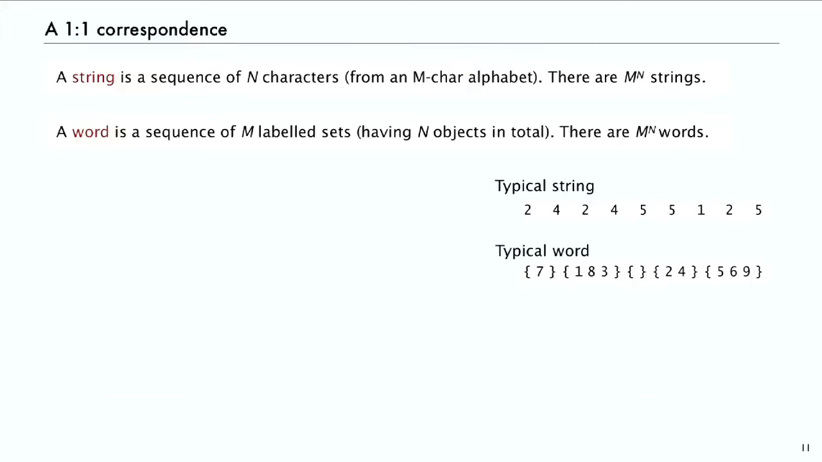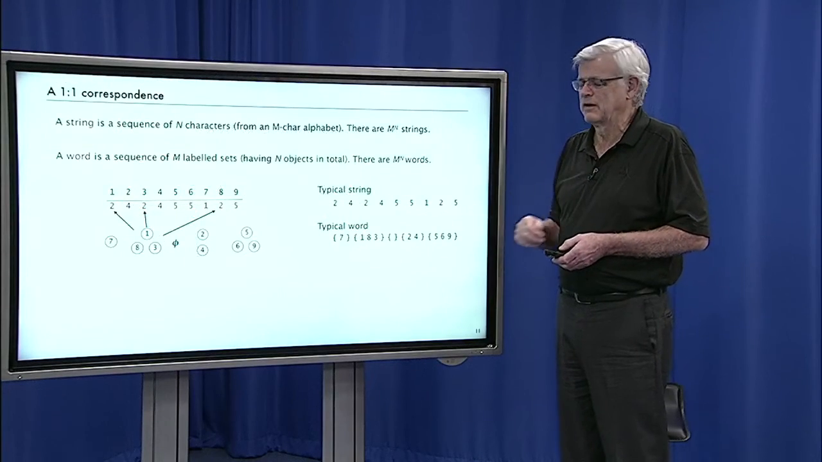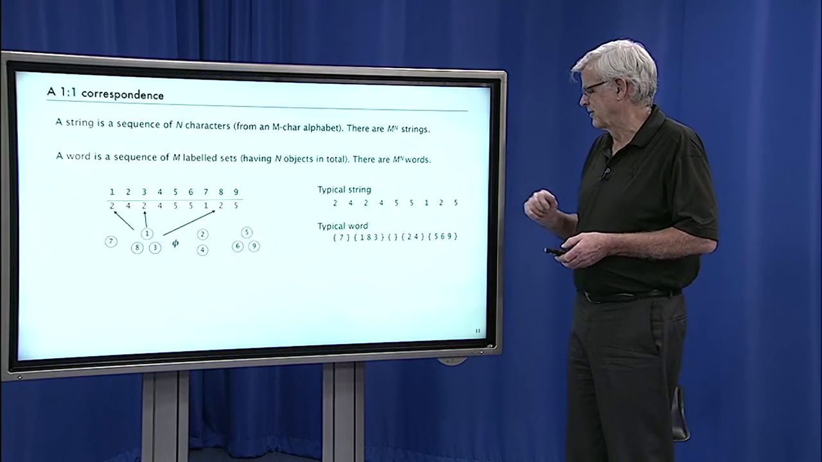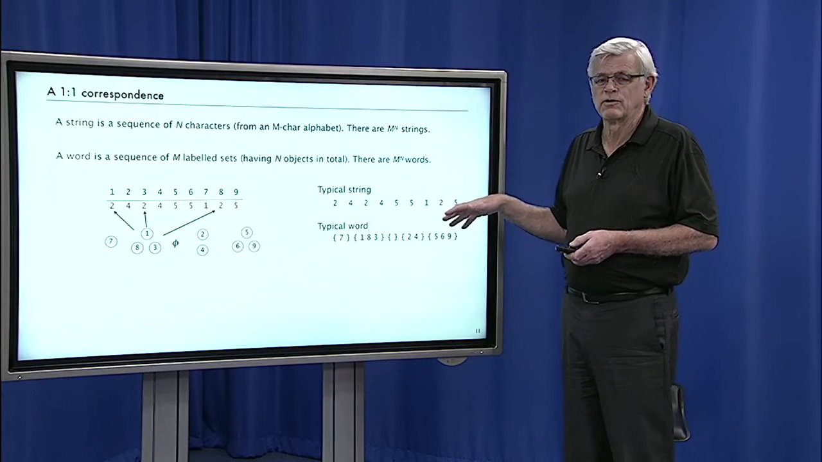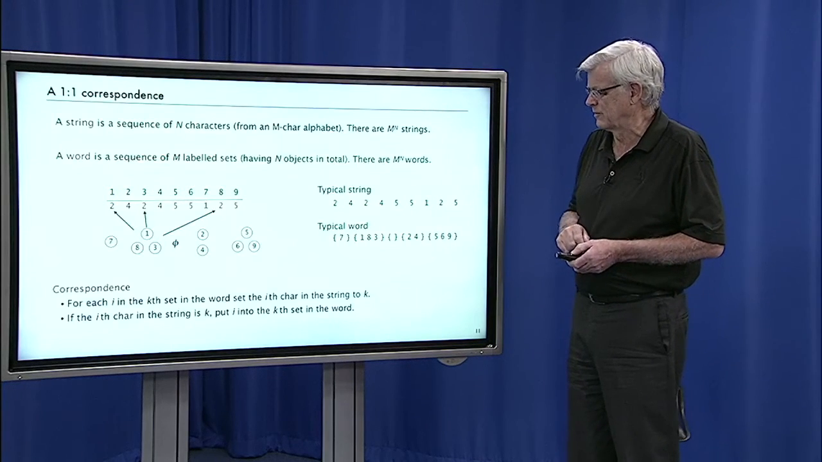Well, the correspondence is quite simple. What we do is we take a look at the second set, for example, which corresponds to the positions in the string where the second character happens. It's as simple as that. There's no 3, so the third set is empty. The 1 is in position 7, so the first set has 7 in it. And the 5s are at positions 5, 6, and 9. And the 4s are at positions 2 and 4. So it's just a one-to-one correspondence where the word tells us the positions in the string where the character happens.